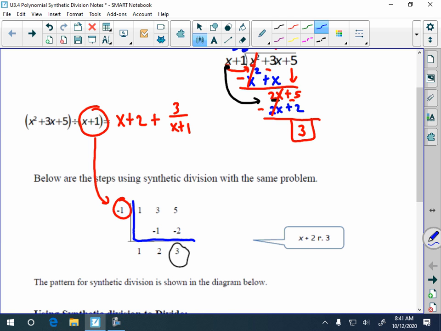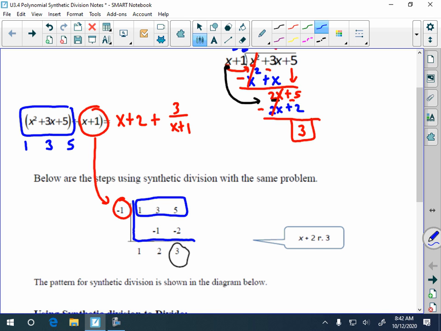And then we take the coefficients, so the numbers in front of the x's and the constant term, in order from what we were dividing into. So this right here, this x squared plus 3x plus 5, the coefficients are 1, 3, and 5. And so that's the numbers that are going on top here, 1, 3, and 5. Right, that's how you start it. So you have the negative 1 from the opposite sign of what we were dividing by, and then the coefficients of what we're dividing into, 1, 3, and 5, in order.